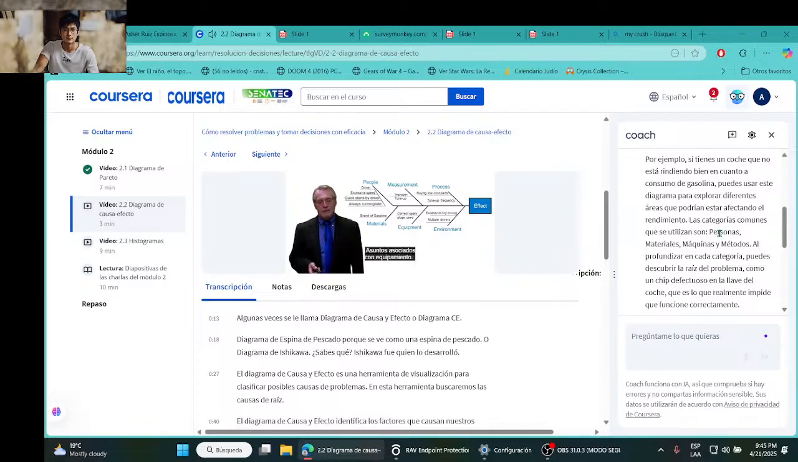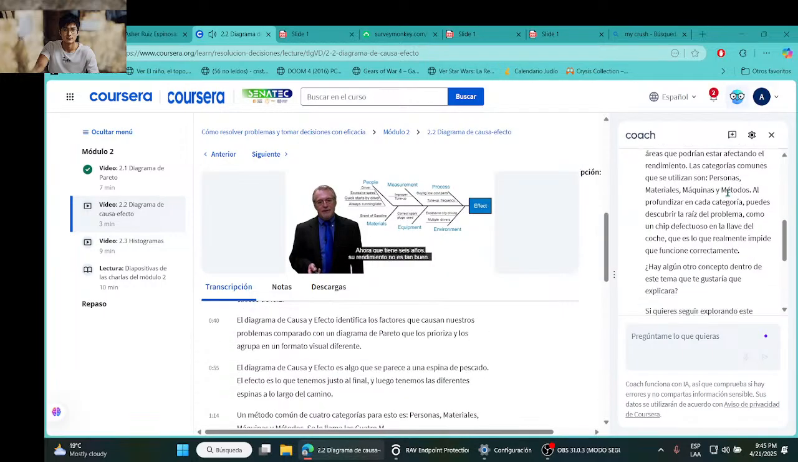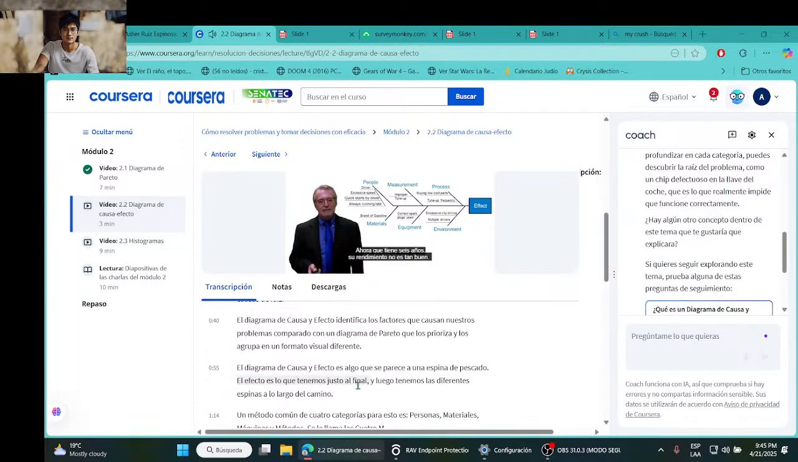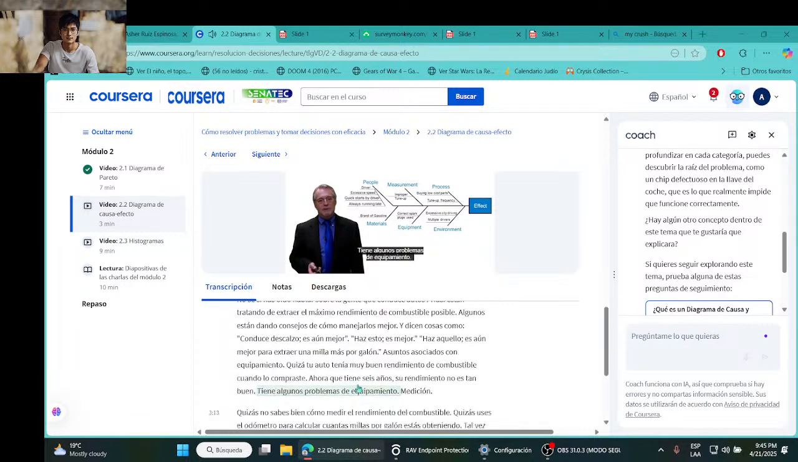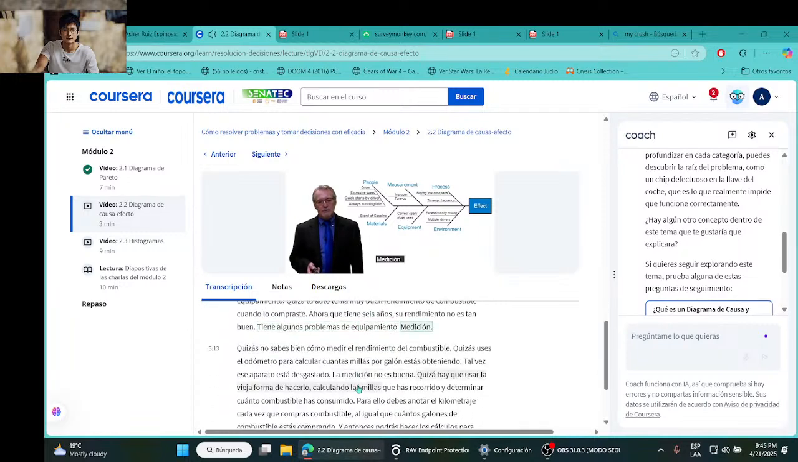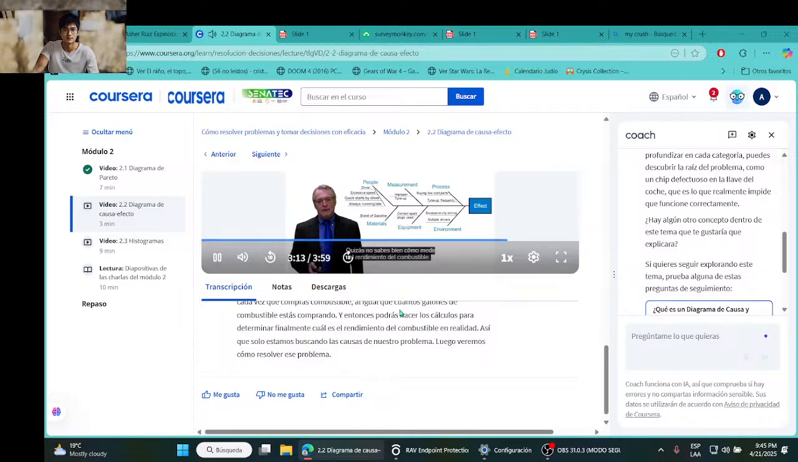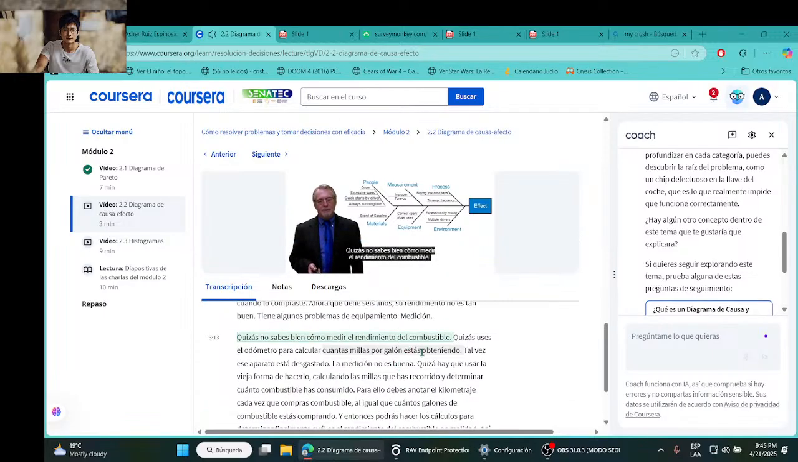Equipment issues. You may have a car that when you bought it, got pretty good gas mileage. And now that it's 6 years old, it's not getting such good gas mileage. There are just some equipment issues with this thing. Measurement. Maybe you just don't know how to measure the mileage very well. You might use the little thing that's on your odometer that says this is how many miles per gallon you're getting. Maybe that thing's kind of worn out.